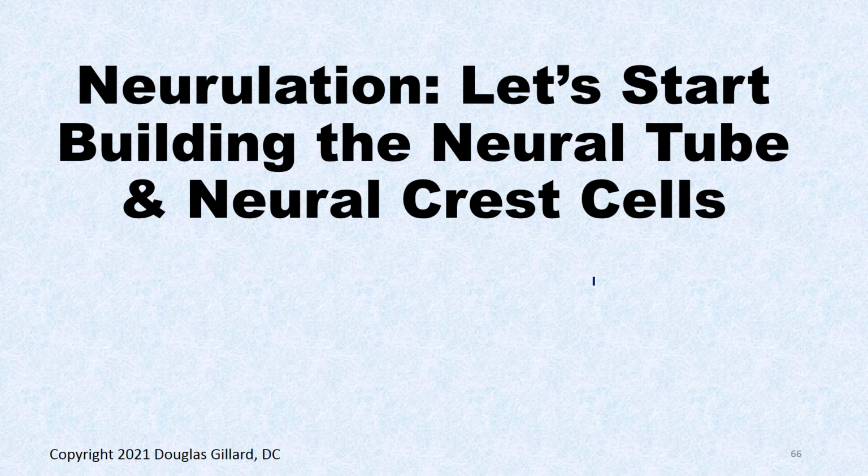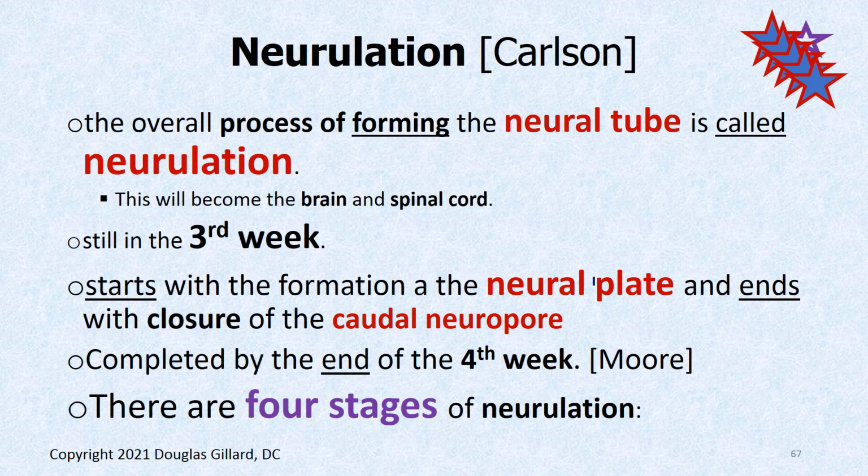All right, let's start some neurulation here. This is actually getting to be a long one, isn't it? Let's start the important process of building the brain and spinal cord. This process is called neurulation. It's the process of forming a neural plate and then morphing the neural plate into a neural tube. And that's the process of neurulation.